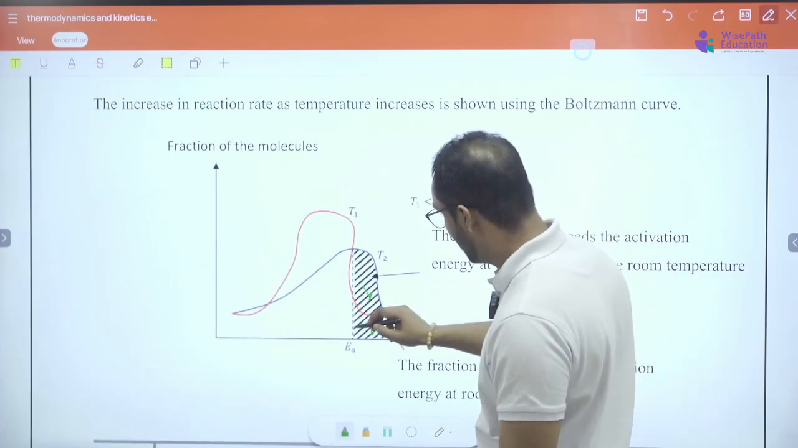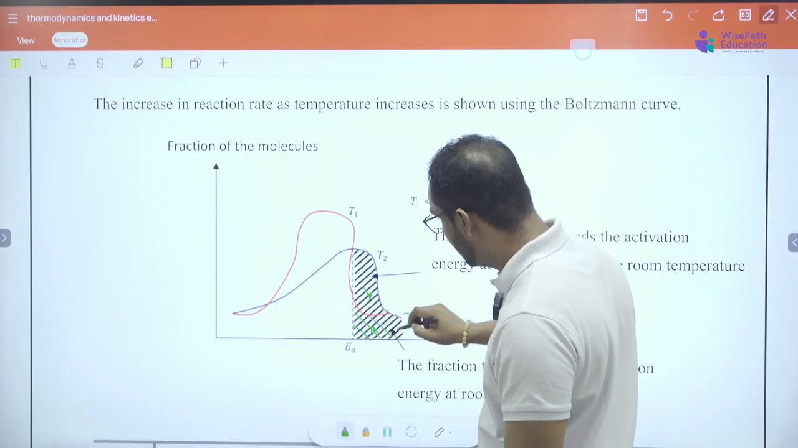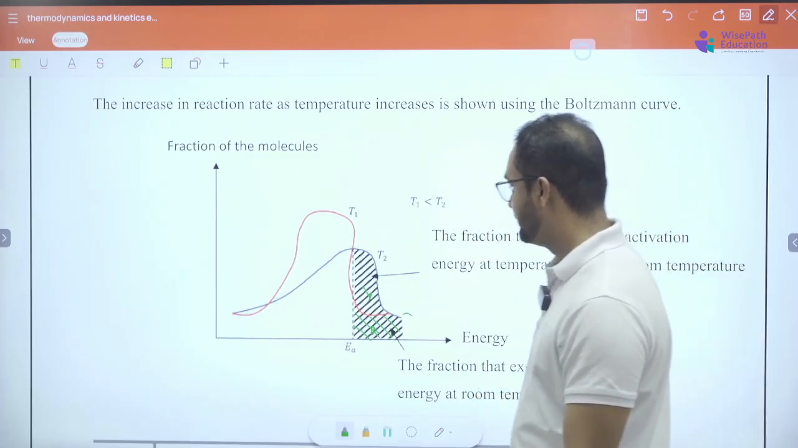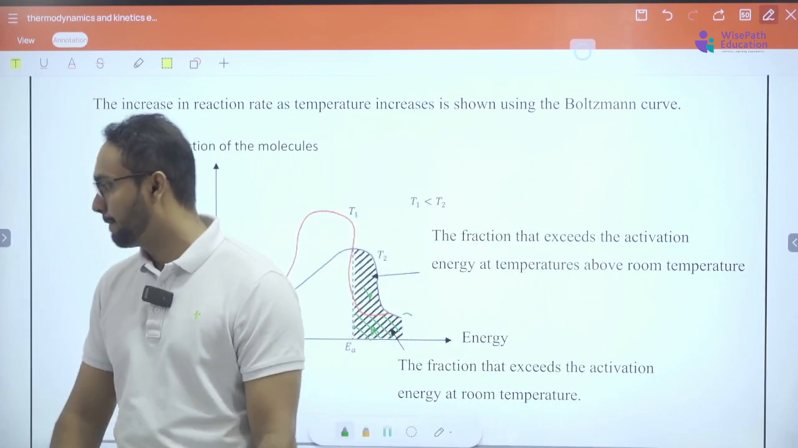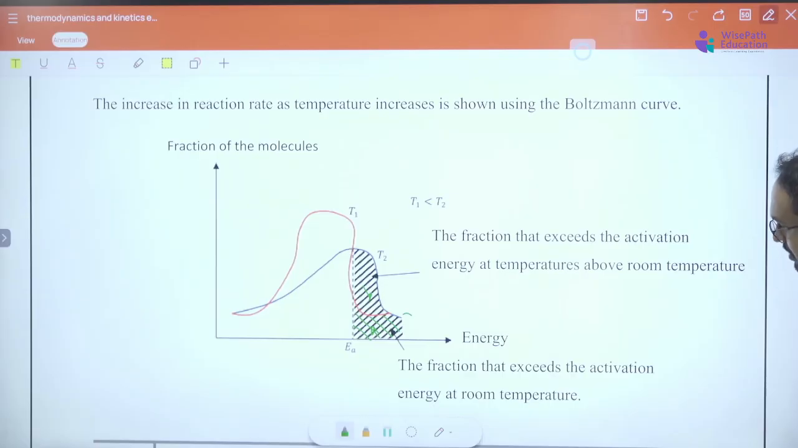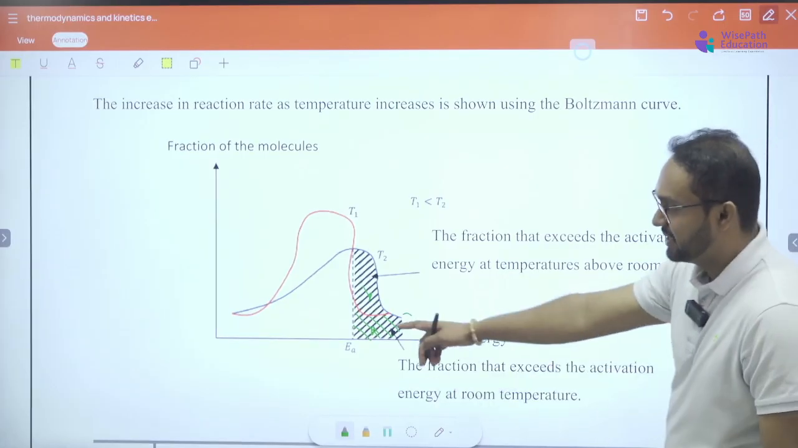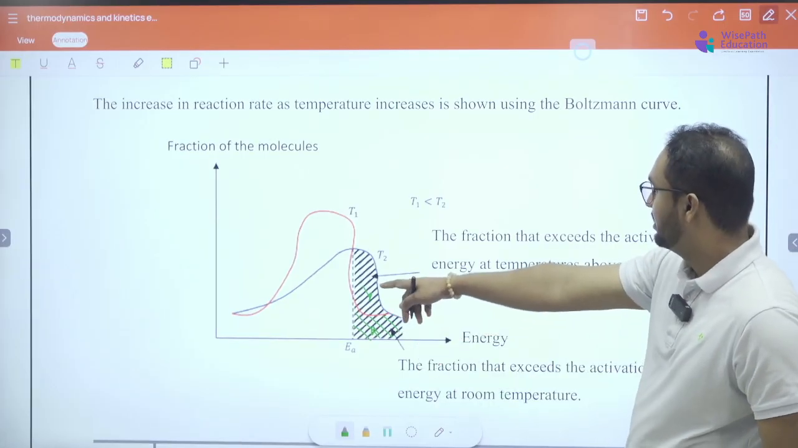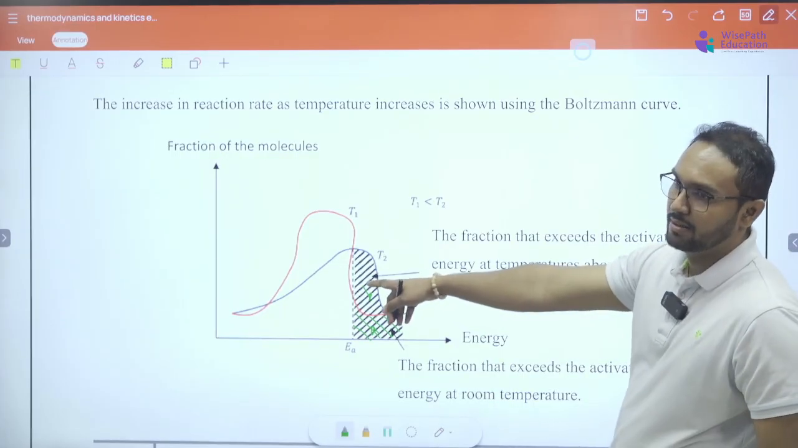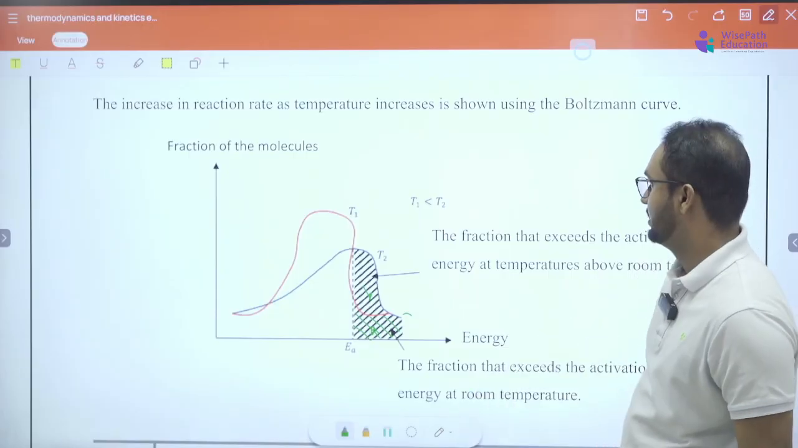Right. We'll move this graph a bit to this side, so the two can be seen separately. So the fraction that exceeds the activation energy at room temperature is this, and the fraction that exceeds the activation energy at temperatures above room temperature is this. Got it? Nice.